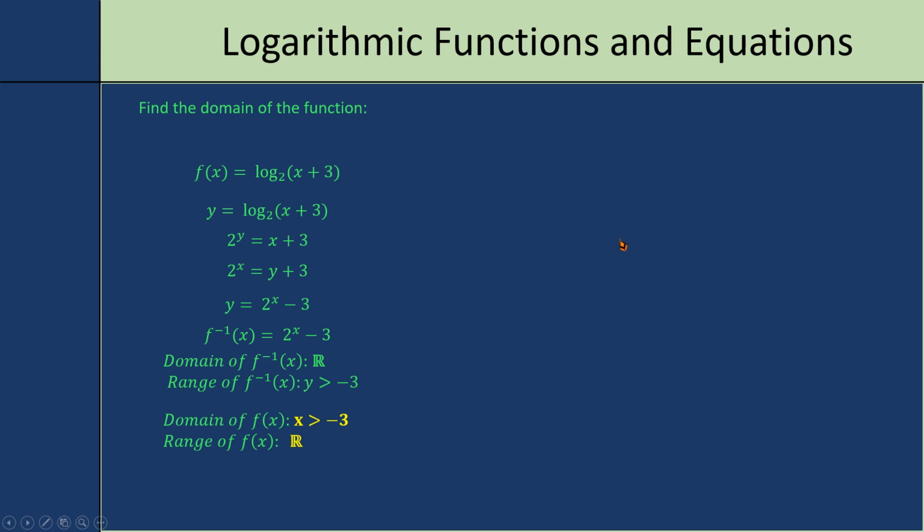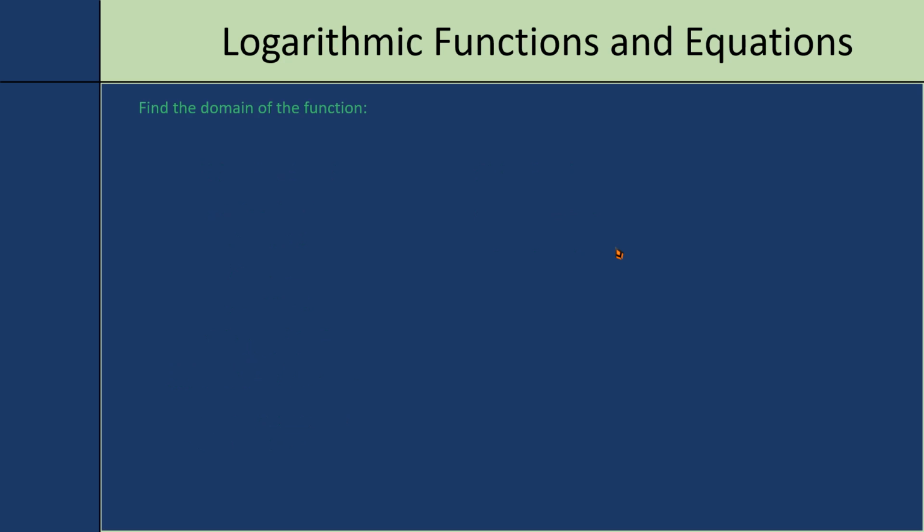Okay. The easier way to do this is take the argument of the log, which is x plus 3. So you take the x plus 3, and that has to be larger than 0. And that would be your domain. So you solve for that, and you get the domain. Okay. We'll try that one more time. You find the domain of this. Take the argument, 2x plus 5, has to be larger than 0. So you solve for that. x has to be larger than negative 5 halves.